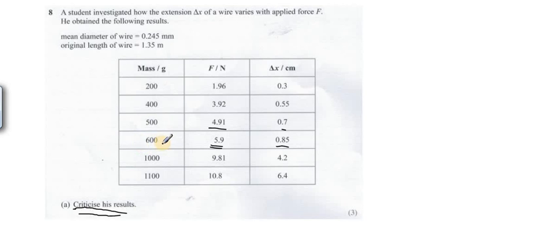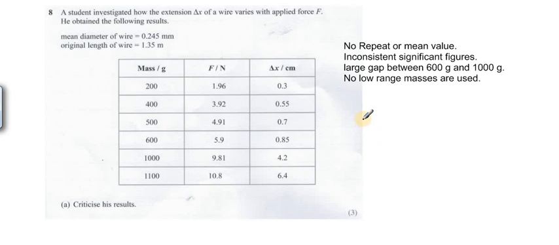2, 4, 5, 6. We have a large gap between 600 and 1000 gram. We can write these points. So no repeat or mean value is shown. Inconsistent significant figures, large gap between 600 and 1000 gram, no low range masses are used.